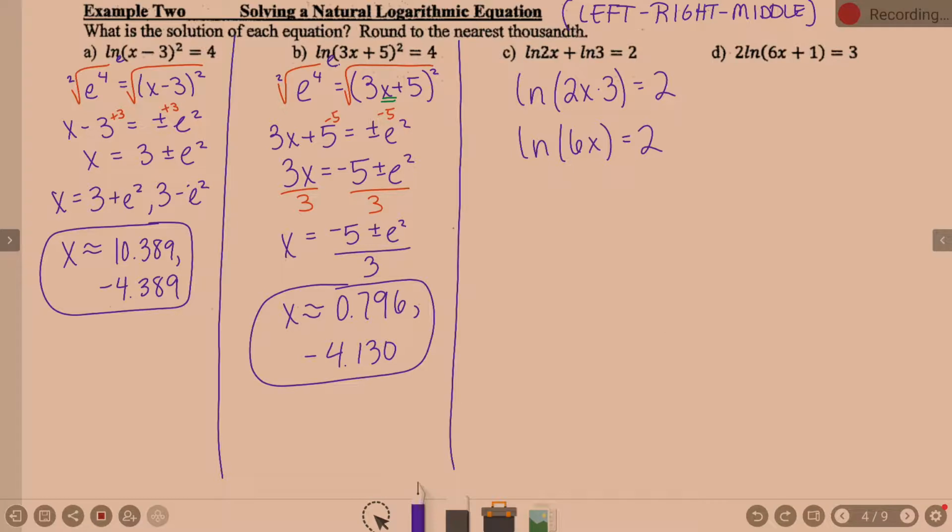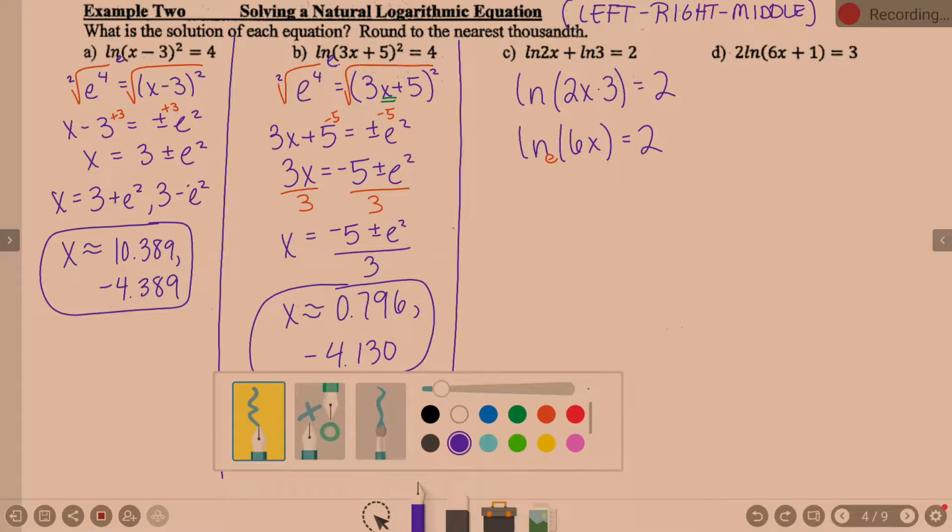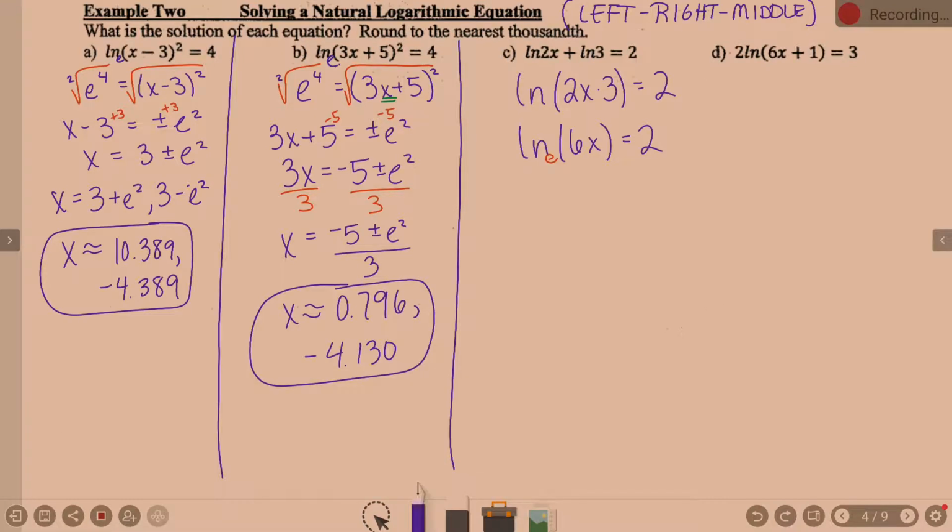Now what can I do? Now we're ready to talk. Left, right, middle. What base is a natural log again? E. So, left, right, middle. My base of e on the left, raised to the value on the right, which is 2, equals the middle. What's inside the log? 6x.